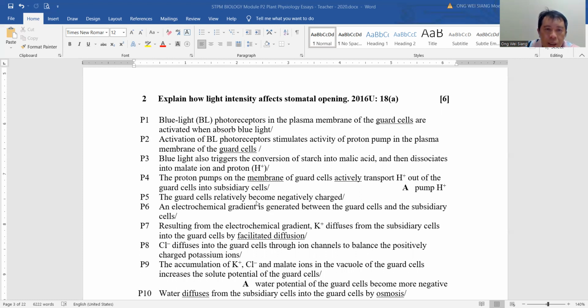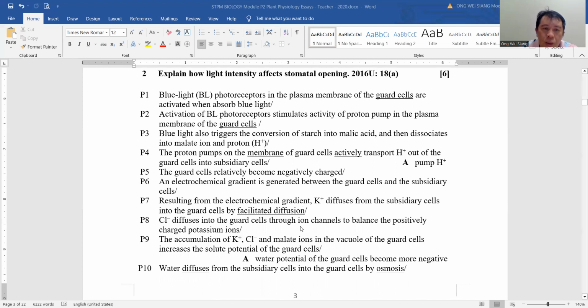Then the guard cell becomes relatively negatively charged. So this will establish an electrochemical gradient between the guard cells and the subsidiary cells. Resulting from the electrochemical gradient, the potassium ions from the subsidiary cells diffuse into the guard cell by facilitated diffusion. They have potassium ion channels.